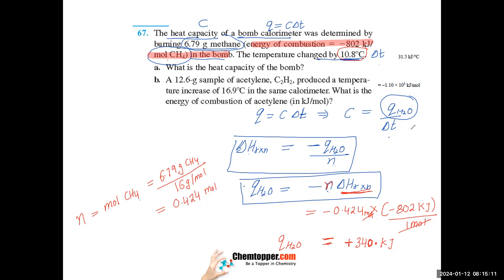Yes, this equation, this one. So C is Q water, which is 300. This is capital C. Small c is for specific heat capacity. Capital C is for heat capacity. Divided by delta T, 10.8. This is kilojoules and this is degree Celsius. So I will get the heat capacity in kilojoules per degree Celsius, up to three significant figures. Answer is 31.5. Units are kilojoule per degree Celsius. Check this answer, children.